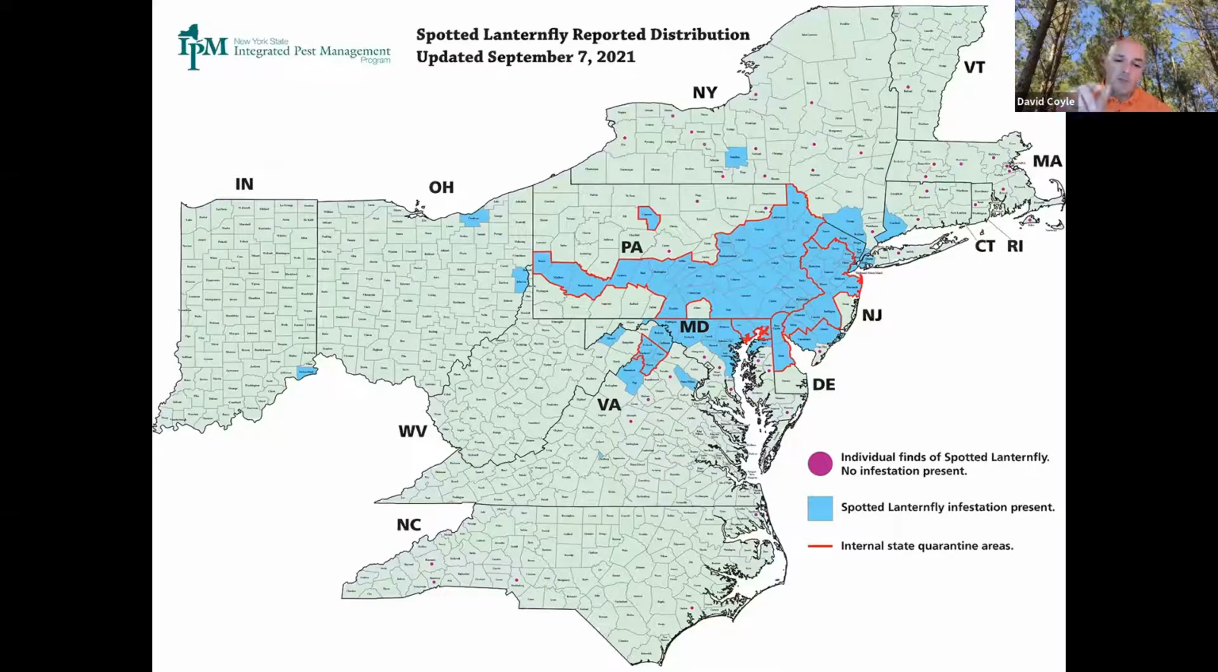If you look on that map, you'll see a lot of counties have red dots in them. That is where some individual egg mass or nymph or adult has been found, but there's no infestation. So this just shows that it gets moved around, and it doesn't always establish. In some cases, it was a dead one that was moved around.